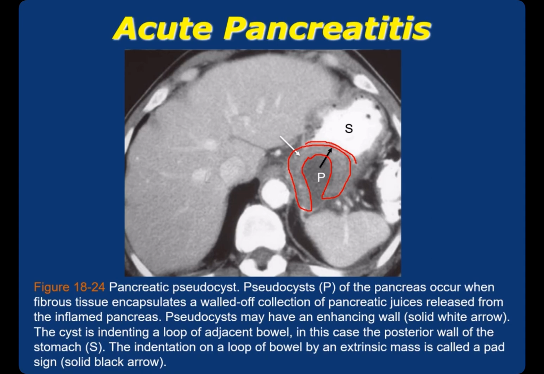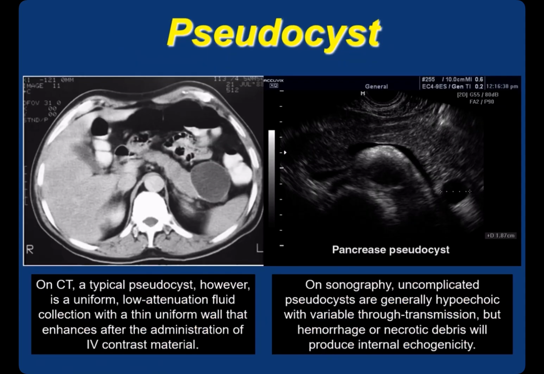The indentation on a loop of bowel by an extrinsic mass is called a PET sign. Here, a loop of bowel, in this case the posterior wall of the stomach, plus the extrinsic mass. This sign is called the PET sign. Here is an example of a typical pseudocyst. It's a uniform low attenuation fluid collection with a uniform wall located in the tail part of the pancreas.